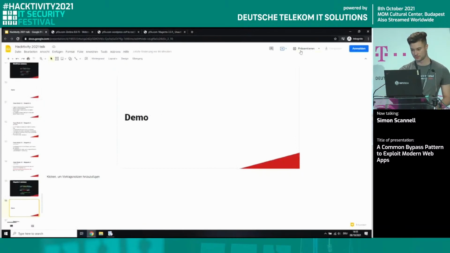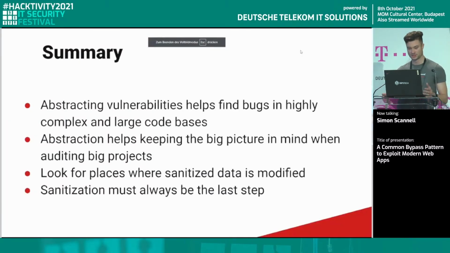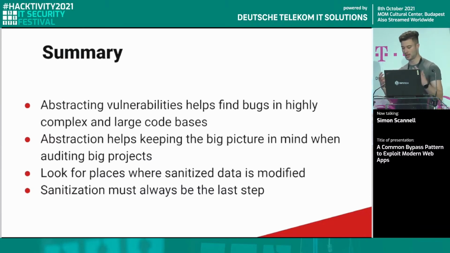So moving on. In summary, we want to abstract how we find vulnerabilities and how vulnerabilities work. It helps us find bugs in highly complex and large code bases, especially when we don't have enough time to look at the whole thing. We want to know what to look at, and we want a kind of pattern, a roadmap on how to use it, which helps us abstract the whole thing in a big-picture way, regardless of the language being used, regardless of whether it's a server-side bug or a client-side target that we're looking at.